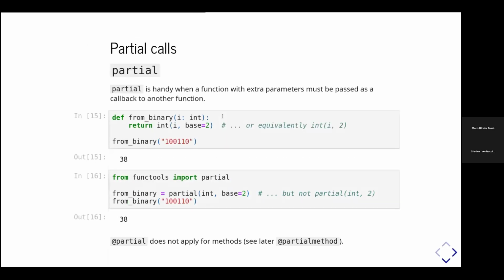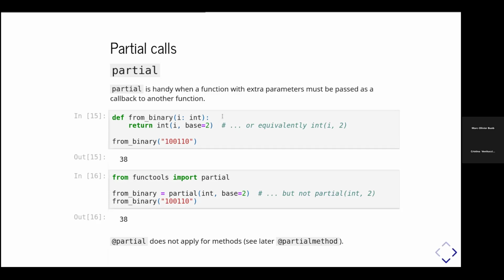Okay, so now a new folder, partial calls. The problem that you can face sometimes is your function doesn't fit the prototype that is expected as a callback, because, for example, your function is more generic and accepts more parameters. A typical example is this one. For example, you want to define a function that converts a string written in binary to the corresponding integer value.